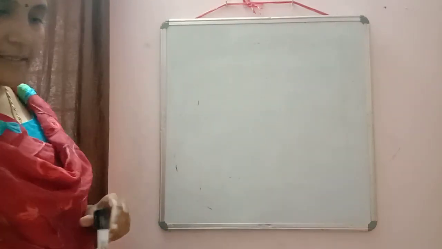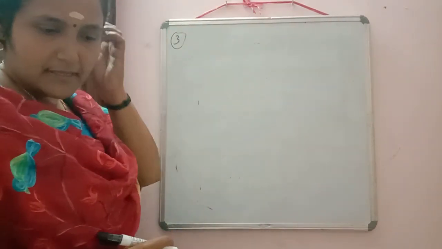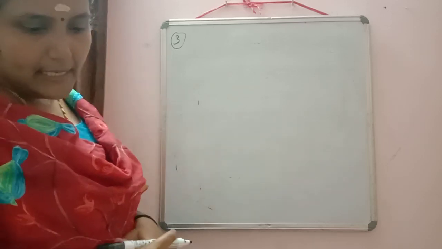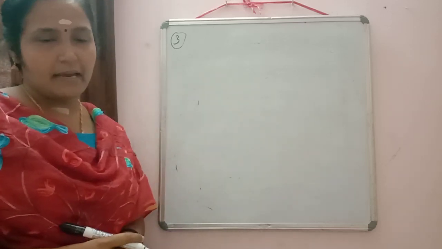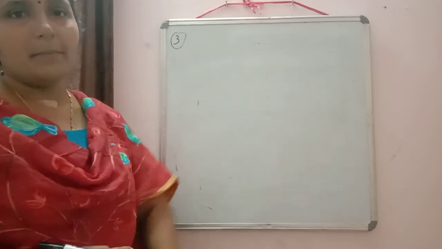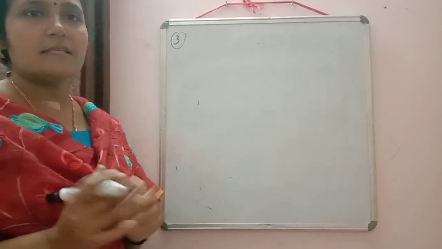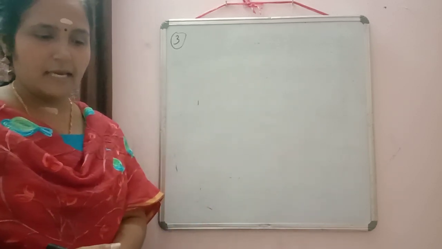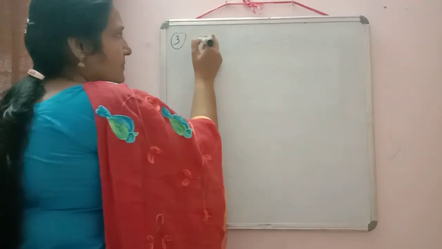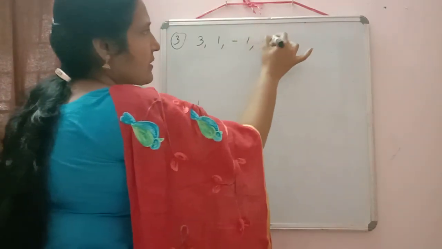Next question, that is of next type. Question number 3, question is, for the following APs, write the first term and the common difference. Already given, the sequence of numbers forms an AP. We have to write down what will be the first term and common difference of the AP. So moving on to the question. Question is 3, 1, minus 1, minus 3.